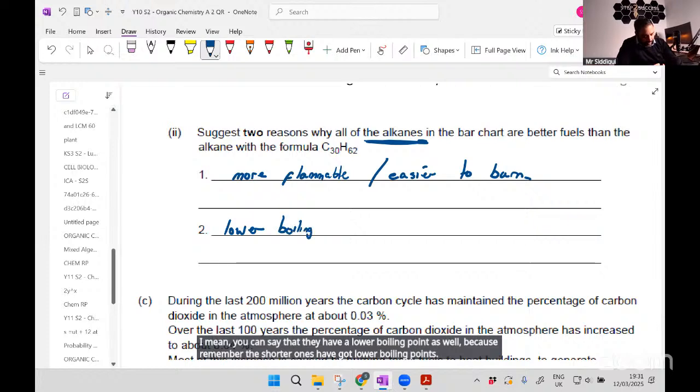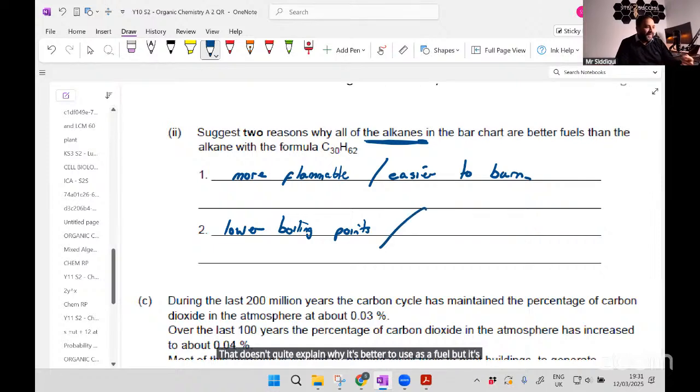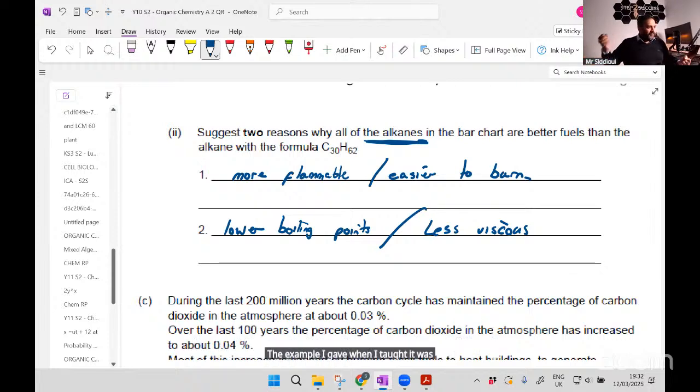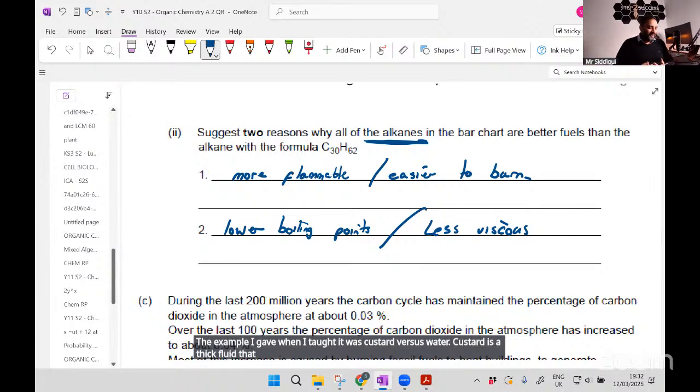That doesn't quite explain why it's better to use as a fuel, but it's fine. It is an answer. I think the better answer is that the shorter ones are less viscous. Viscous, remember, is the word that means how much it flows or how well it flows. The example that I gave when I taught it was custard versus water. Custard is a thick fluid that doesn't flow very easily, whereas water obviously does flow.